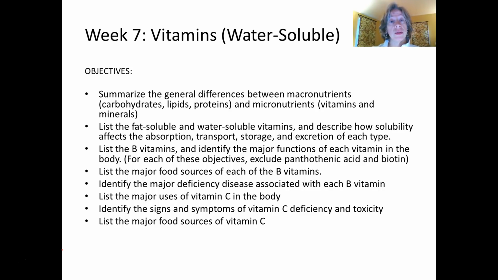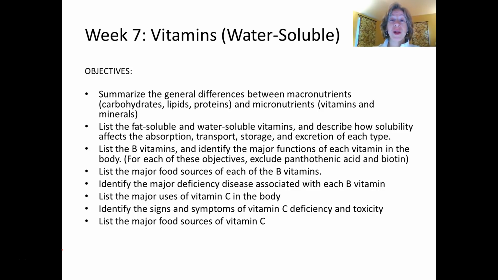Riboflavin is unique because you find it in milk. So milk and dairy foods are a good source of riboflavin. Niacin you find in meats, as well as B6. And B6 makes sense, because if it's involved in protein metabolism, you find B6 in meat.